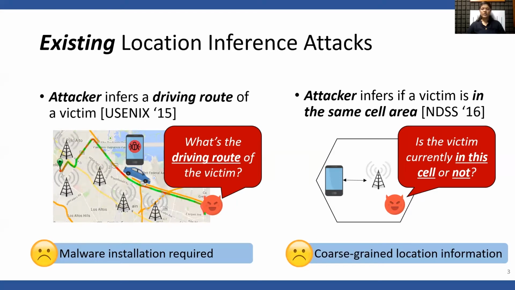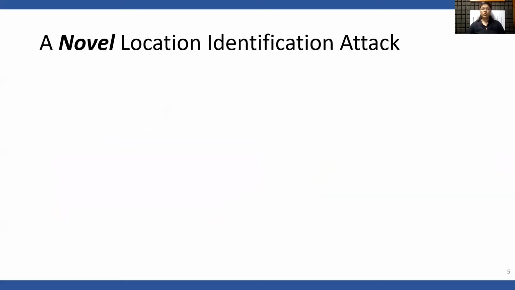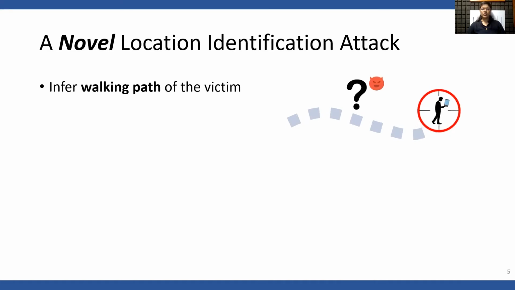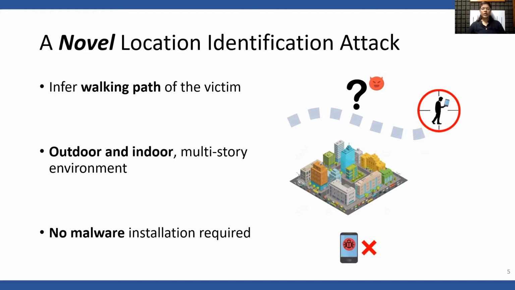In this work, we try to answer the following question. Can an adversary identify a more fine-grained path without any malware installation? The answer is yes. We propose a novel location identification attack that overcomes the limitation of the previous work. Our attack infers a walking path of the victim in outdoor and indoor multi-story environment without requiring any malware to be installed on the victim's phone. How do we do this?